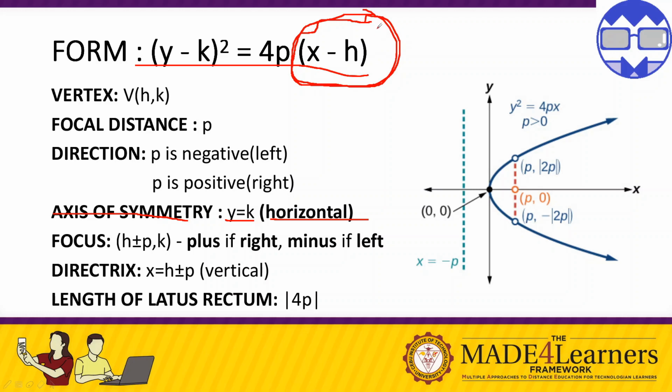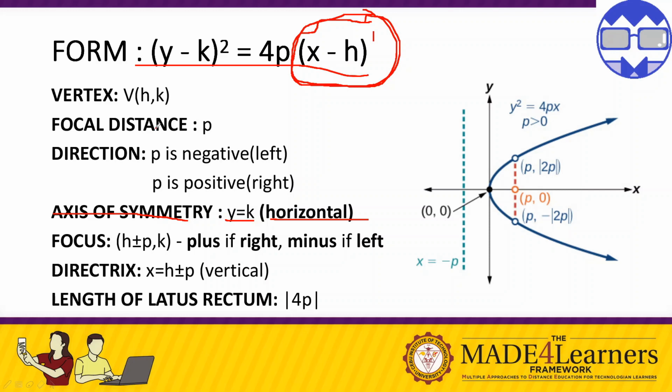Since the squared is this part here, the y, hence this part here, x minus h, is just to the power of 1. It means that the axis of symmetry is horizontal. Okay, and hence the axis of symmetry is y equals k.